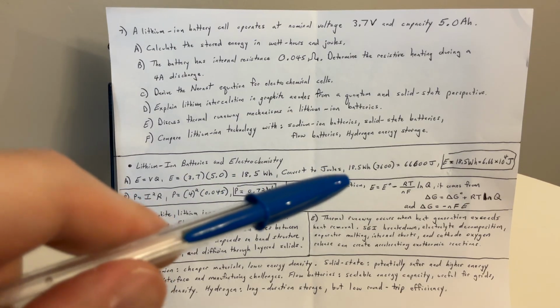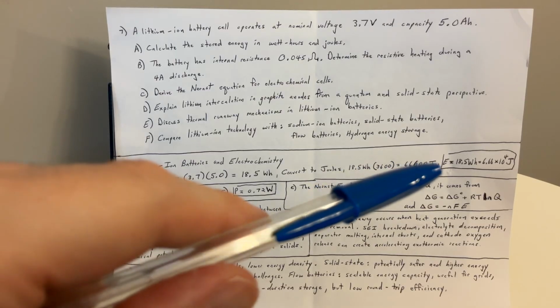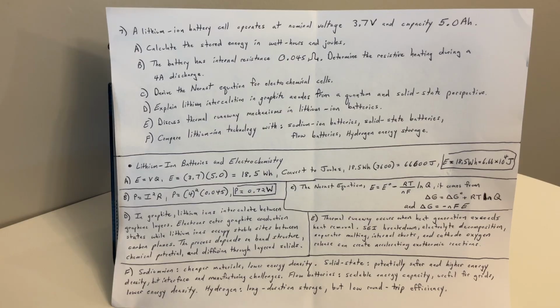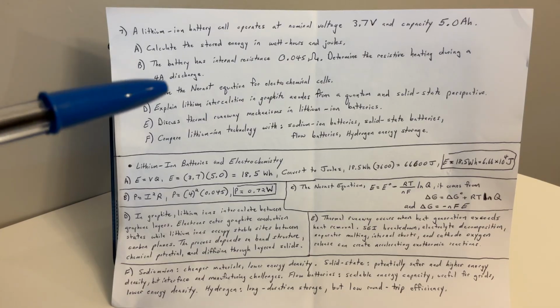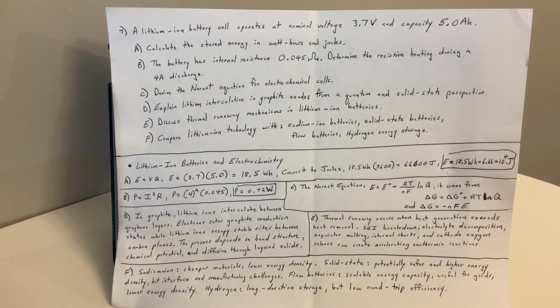Converting to joules, we take that, multiply by 3600, we get 66,600 J. So we wind up with E equals 18.5 Wh, or 6.66 times 10 to the 4th J. Letter B, the battery has internal resistance 0.045 ohms. Determine the resistive heating during a 4 A discharge.